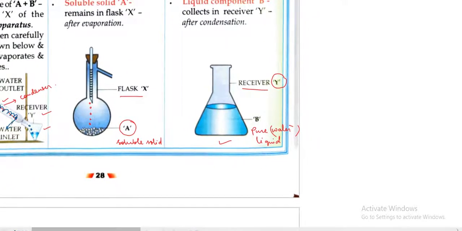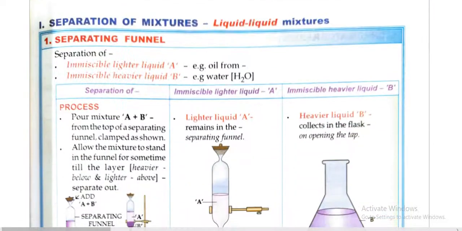Let us go to the next part, that is separation of a liquid-liquid mixture. So here we will take the example of immiscible liquids. One liquid, the lighter liquid, is named A, and the heavier liquid is named B. So we will take the example of oil and water. So oil is our A and water is our B.